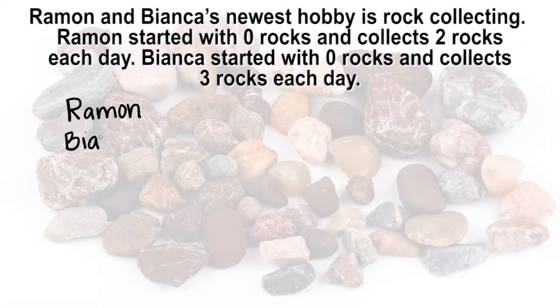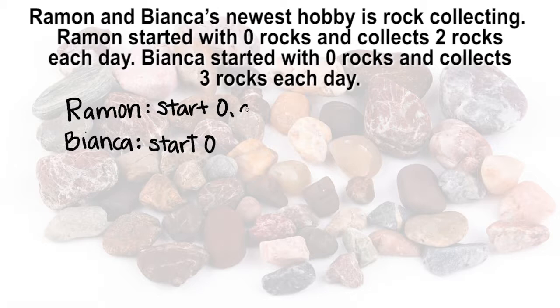Both Ramon and Bianca start with 0 rocks, so their starting number is 0. The problem states that Ramon collects 2 rocks each day, or he adds 2 rocks to his collection. The rule for Ramon is start on 0, add 2. The rule for Bianca is start on 0, add 3.